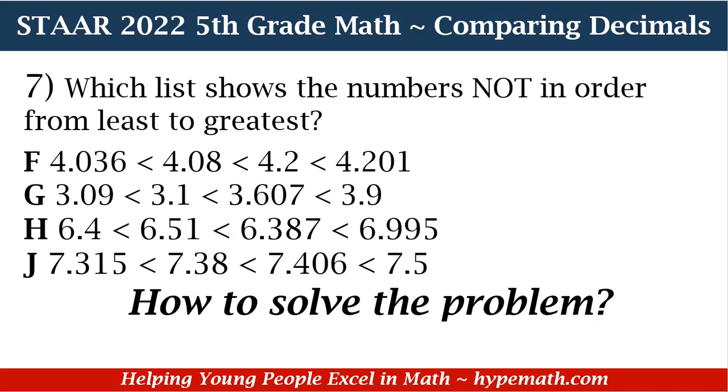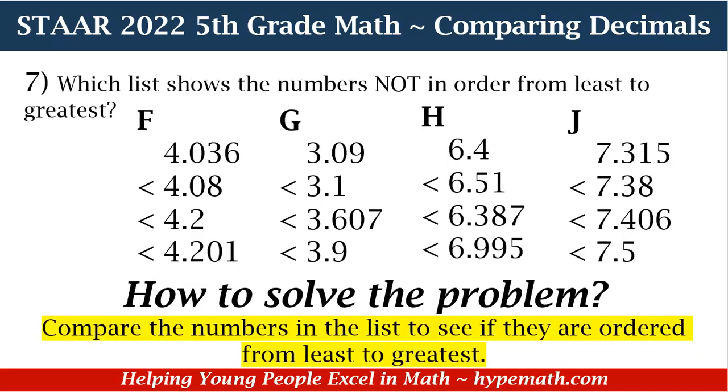How do we solve the problem? In order for us to solve the problem, what we're going to do is go down each list to compare the numbers and make sure they are ordered from least to greatest, okay? So let's start with F. We have our numbers lined up.